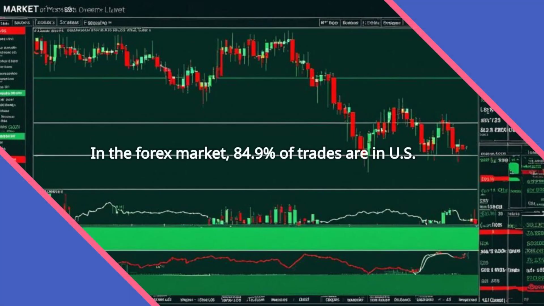Do you know that 84.9% of Forex market trades are in US dollars? This shows how liquid the Forex market is. It's the most liquid market in the world. This is due to large trading volumes and frequent trades. Liquidity matters a lot in Forex because it helps transactions happen without big changes in prices. So it's key for all traders.